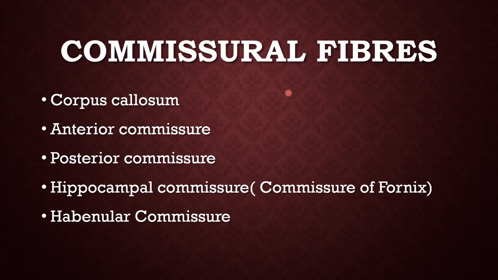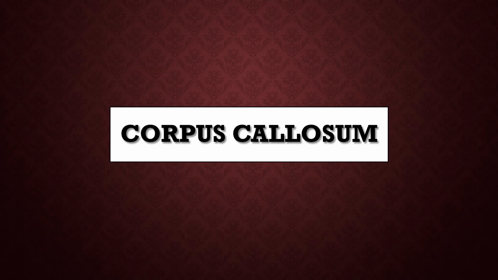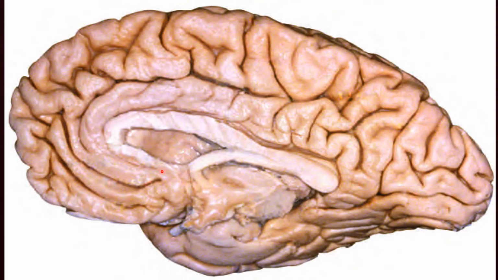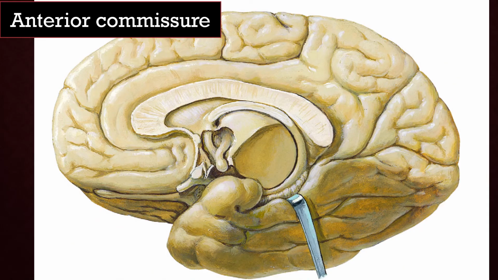Then commissural fibers. Commissural fibers are the fibers which connect the right and left cerebral hemispheres. These are all the types of commissural fibers: corpus callosum, anterior commissure, posterior commissure, hippocampal commissure, and habenular commissure. Let us see the corpus callosum. The parts of the corpus callosum are rostrum, genu, trunk or body, and splenium. From anterior to posterior, rostrum, then this curve is called genu, then this upper part is called body or trunk, and the posterior part is called splenium.